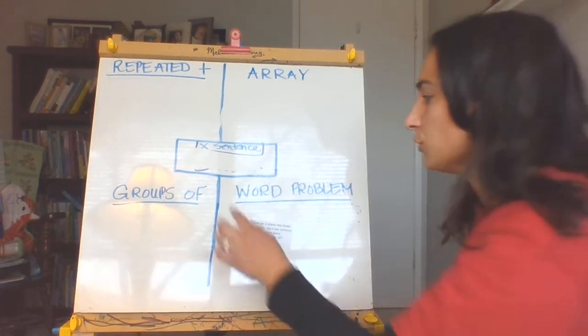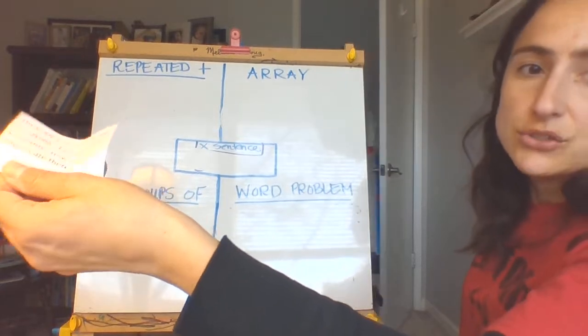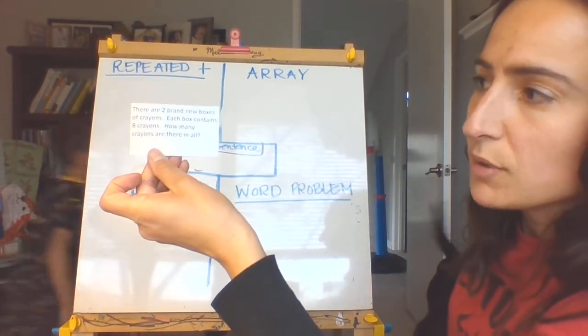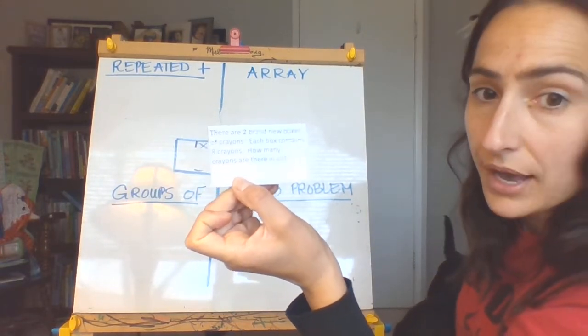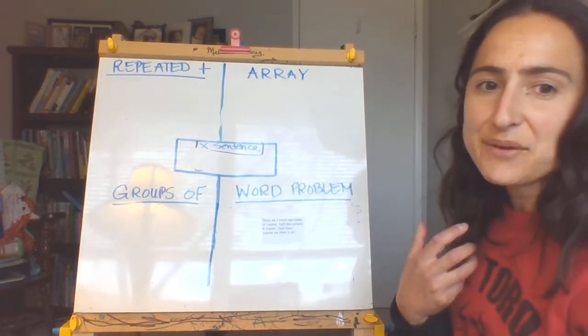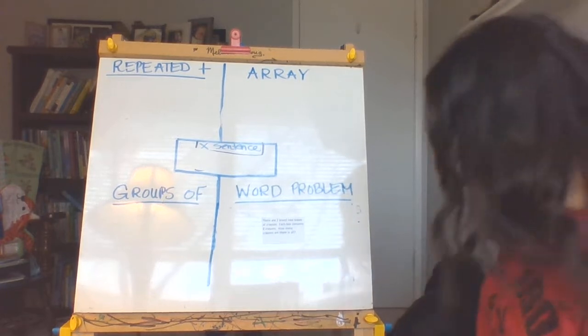So I switched it out. Thank you. So there are 2 brand new boxes of crayons. And my dog's joining us. Hi. 2 brand new boxes of crayons. Each box contains 8 crayons. How many crayons are there in all? Okay, I'm going to work on this one. All right. Again, as I read the word problem, I really try my best to visualize what they're asking.